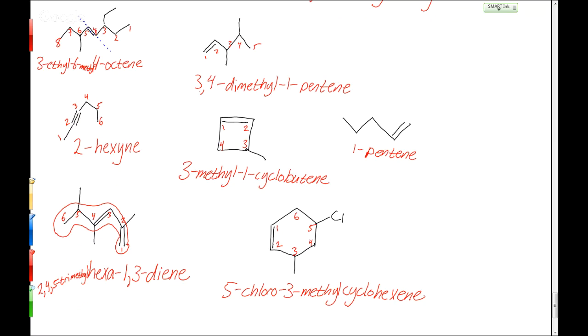Questions on any of those? For the one you just did, before the cycle, we don't put the 1? Oh yeah, you can. But in the rings, we usually don't because you can start counting wherever you want. So you usually always start right at the double bond, which makes it 1. But it's not wrong to have the 1 in there.